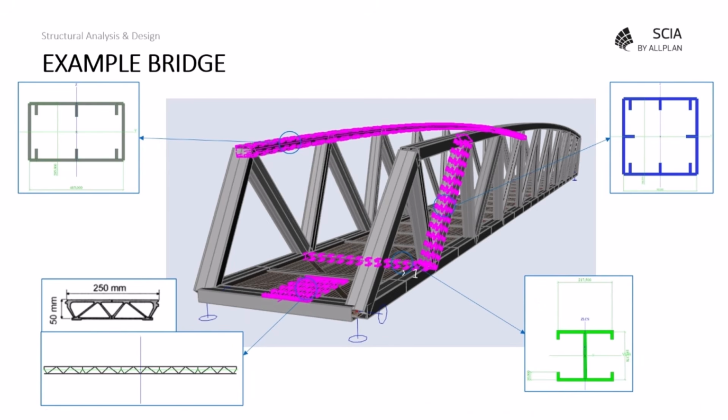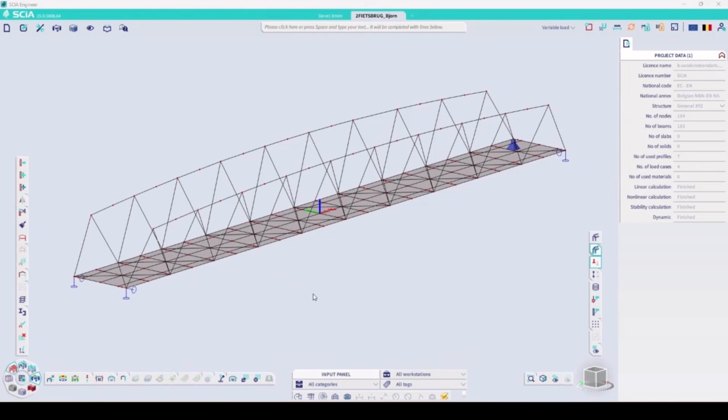This example concerns the design of an aluminium bicycle bridge. The cross-sections were designed starting from the connections, and for the bridge deck, an extrusion plate was used that is also used for helicopter platforms. The span of this bridge is around 40 meters. So let's have a look at this model in SCIA Engineer.